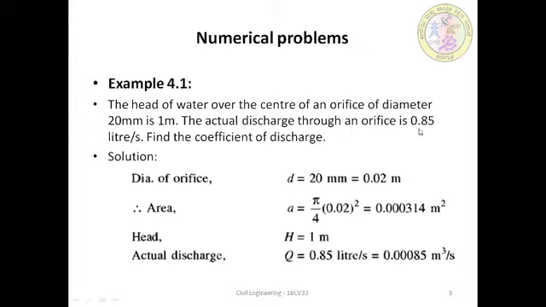Next point is the discharge. The actual discharge is given as Q equal to 0.85 liters per second. It is in the form of liters, but we need to convert it into meter cube. Dividing by 1000, we get 0.00085 meter cube per second. So these are the given data we have converted into the required units.